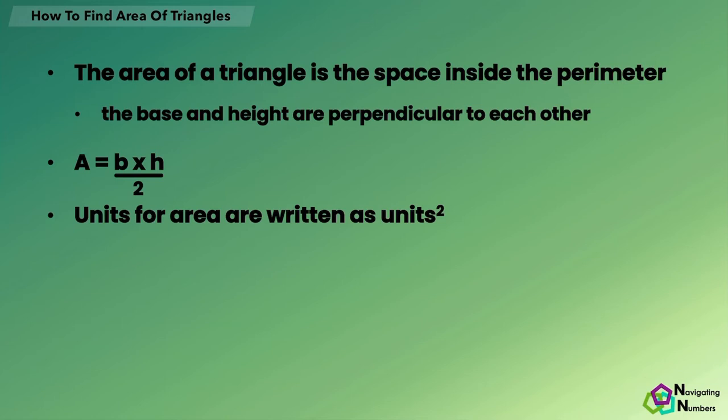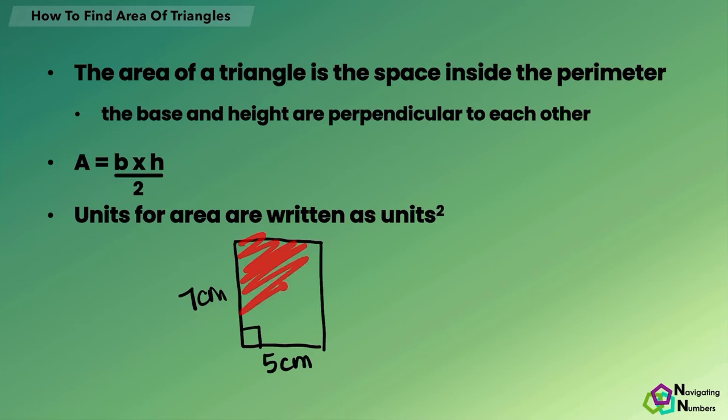Now, there is a relationship between the area formula of a rectangle and the area formula of a triangle. The only difference here is that you are dividing by 2 if you want to find the area of a triangle. Now let's show the relationship as to why we divide by 2. So let's take a rectangle that has the dimensions of 5 centimeters and 7 centimeters. Okay? Now, if we wanted to find the area of this rectangle, we would do base times height, so 5 times 7, and that would give us the space inside of the rectangle.